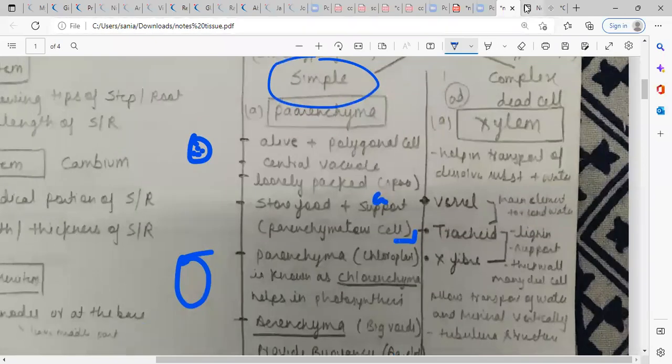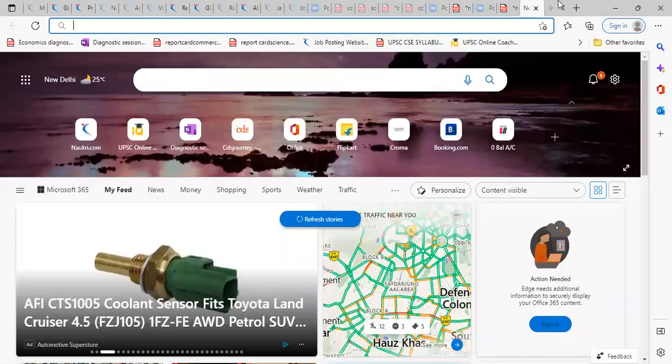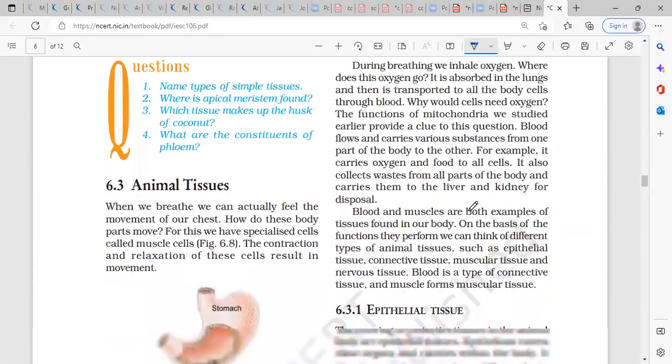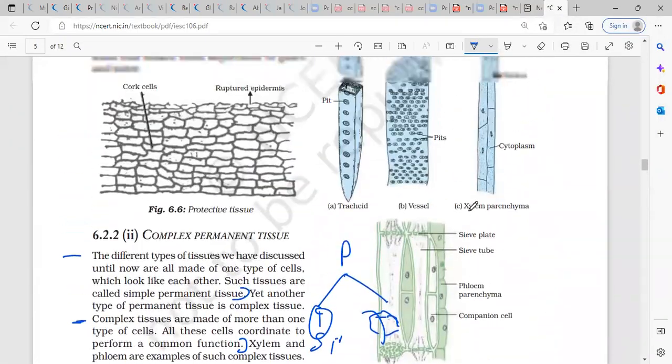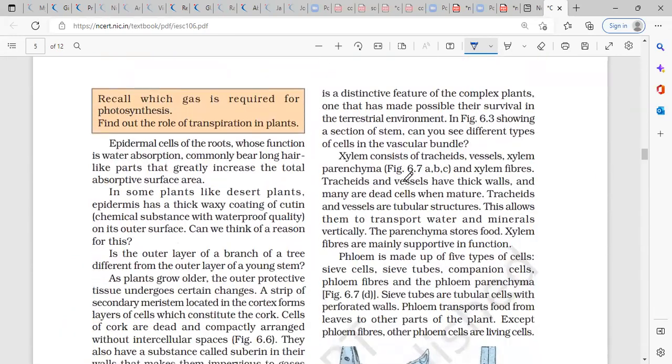First of all, you have to understand very importantly what xylem consists of and what phloem consists of. Xylem consists of tracheids, vessels, xylem parenchyma, and xylem fibers. First point. Then tracheids and vessels have thick walls and many are dead cells when mature.